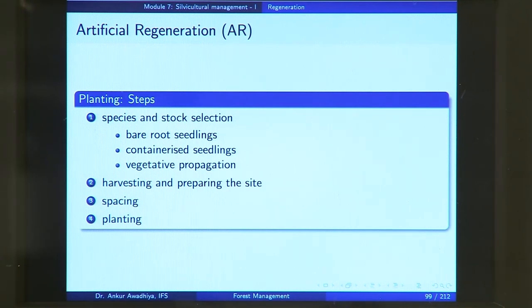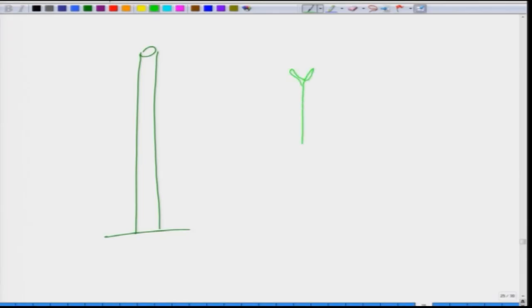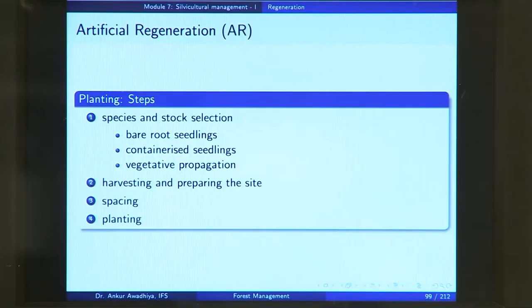You can go with bare root seedlings. Now, in the case of a bare root seedling, you have a seedling in which the root is exposed. You do not have any soil with this seedling. You just take it out from your nursery bed, and then you put it in the planting region. So, this is a bare root seedling.